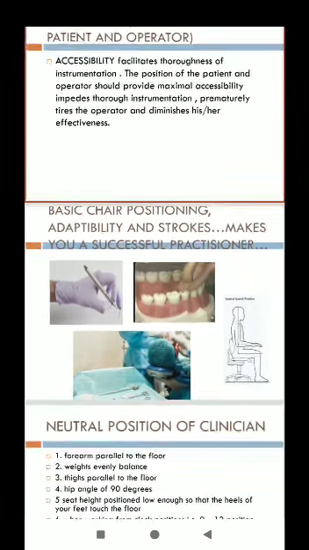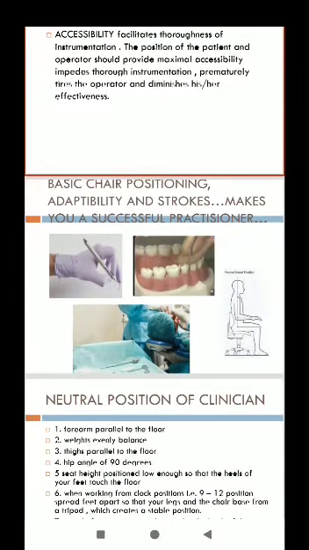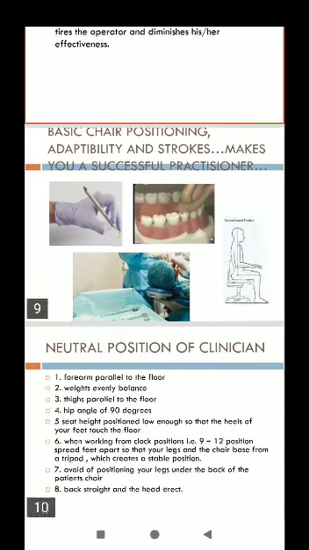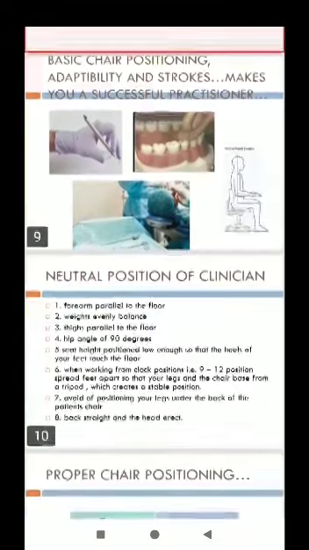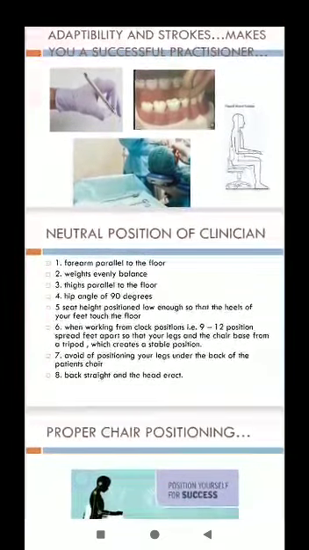You can see here the neutral sitting position of the operator in the chair, and the proper adaptability of the instrument in the dentist's hand, and adaptability as well in the jaw set, or in the patient. Coming to the neutral positioning of the clinician: first, the forearm should be parallel to the floor. Weight is evenly balanced. You should not sit in a lazy way.